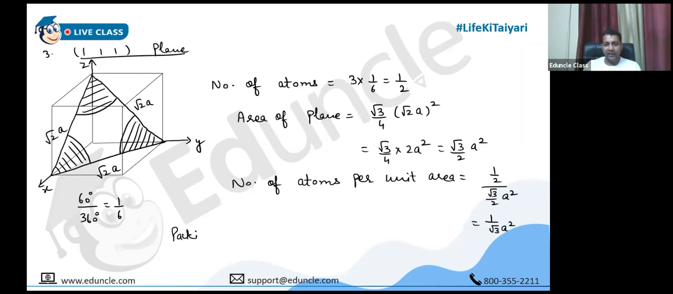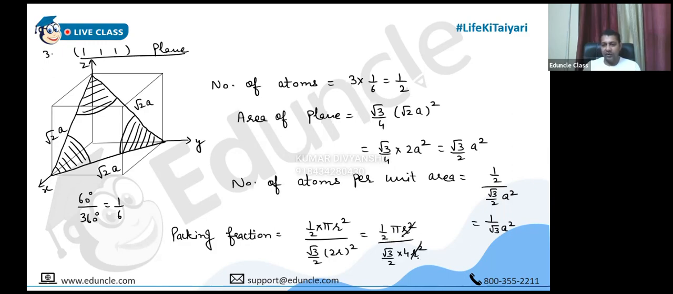So packing fraction, how to get the packing fraction? It will be half into pi r square, because half atom is there, and then root 3 by 2 into 2r square. Half pi r square by root 3 by 2 into 4r square. r square will get cancelled. So pi by 4 root 3. How much?